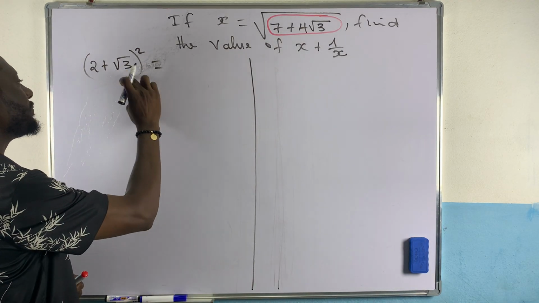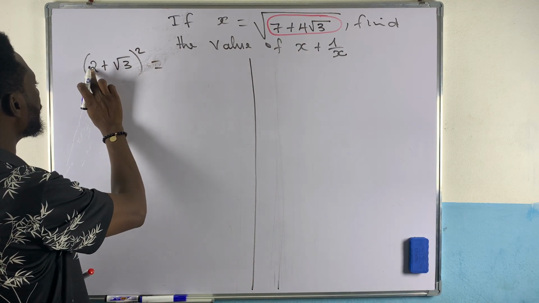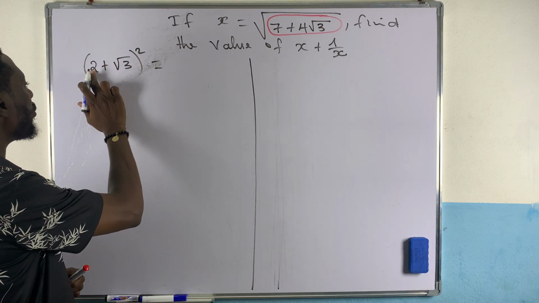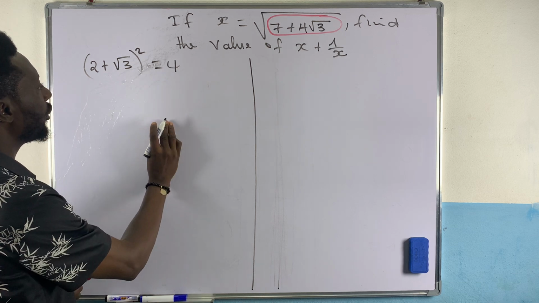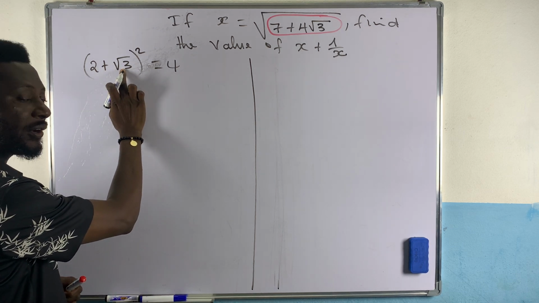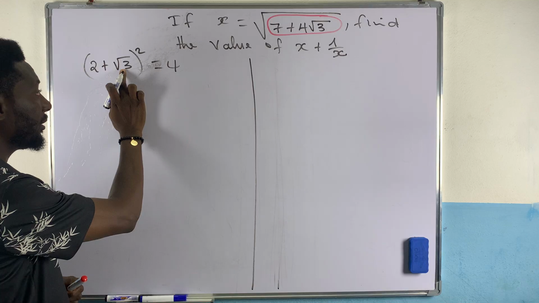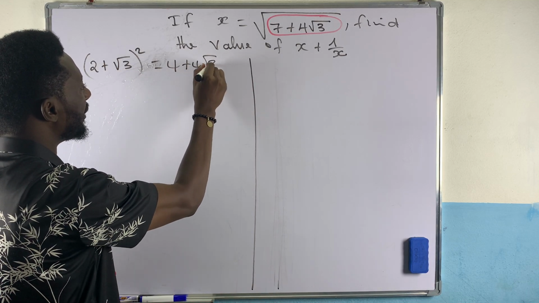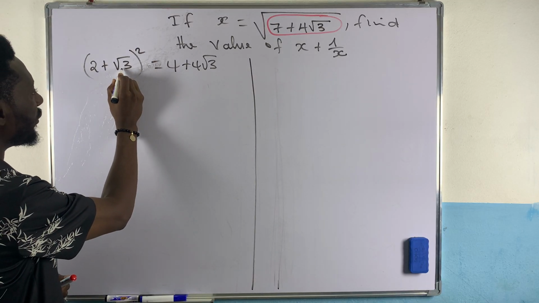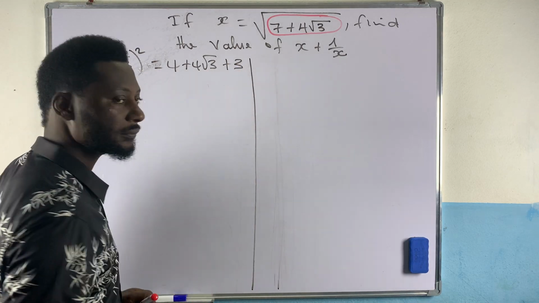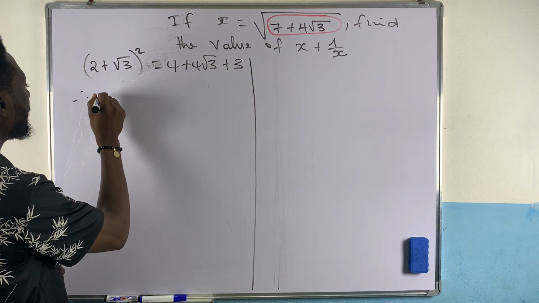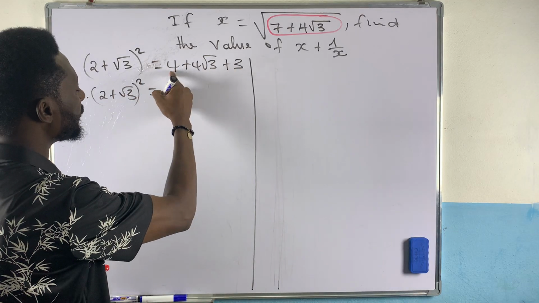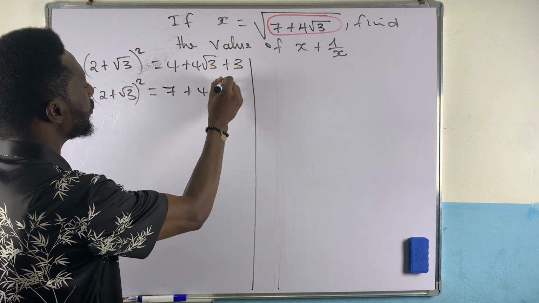So if I expand this bracket, what do I have? Like I said in my previous video, to expand such a bracket, you square this term, which will give you 4. You take this term multiplied by this other term, which will give us 2 root 3, and then multiply the result by 2 again, so it will give us 4 root 3. Then you also square this term, and when we square it, we have 3. So in essence, 2 plus root 3, all that squared, is actually 3 plus 4, which means 7 plus 4 root 3.